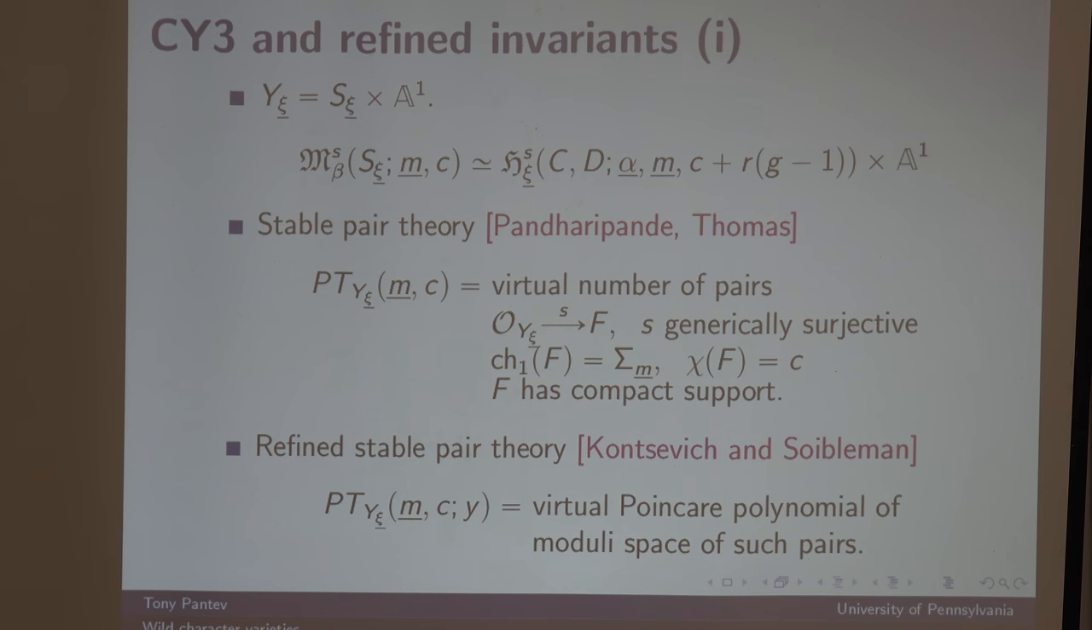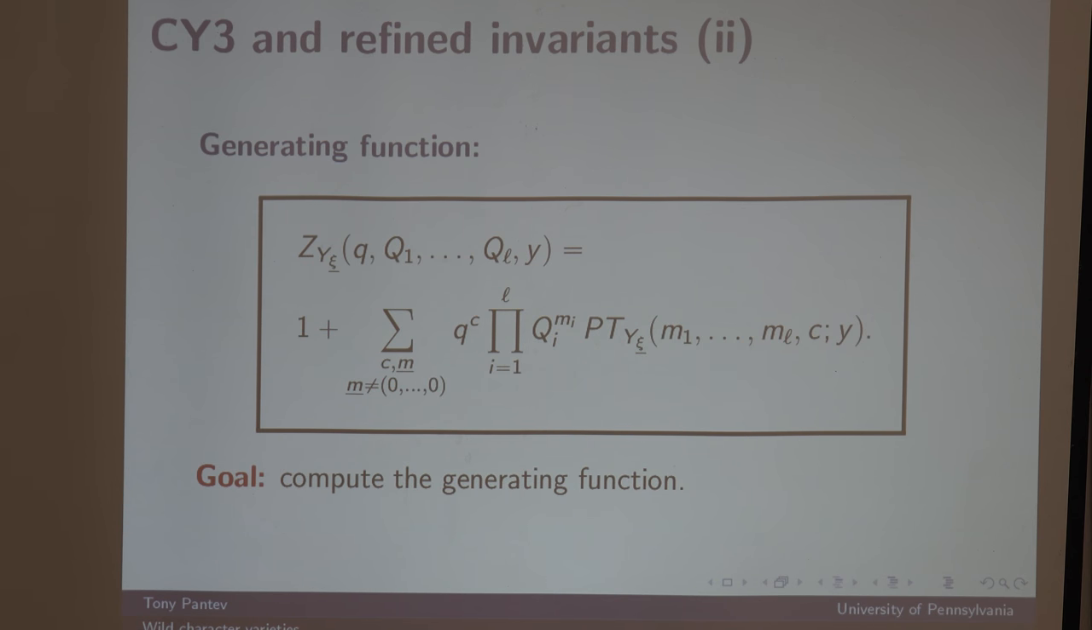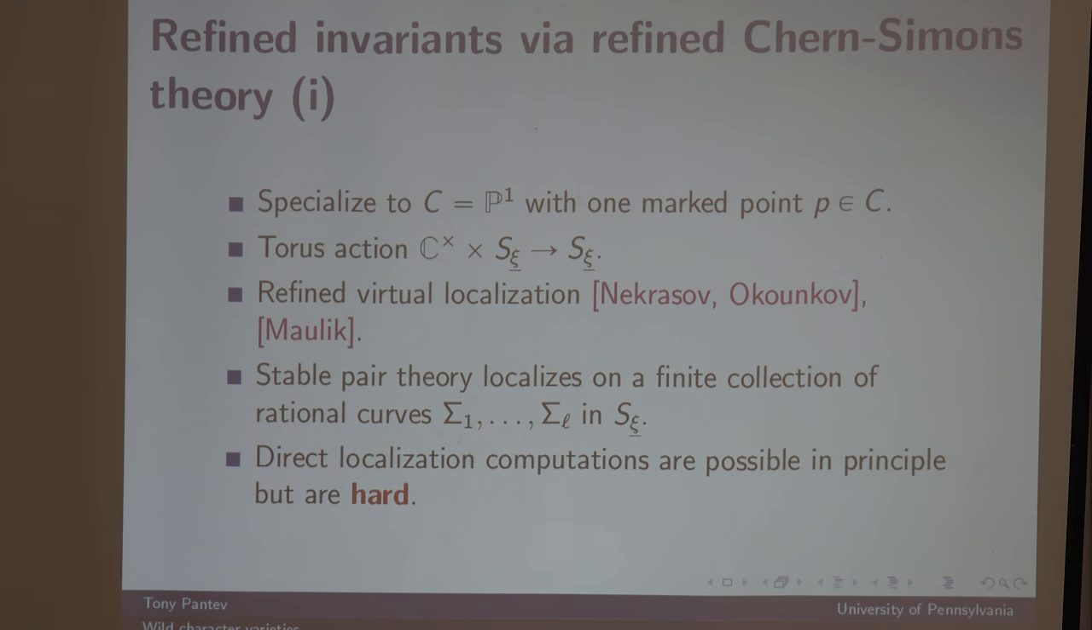different stability theory. And so you can take for these guys not the Euler characteristic, which is the virtual number of pairs, but you can take the virtual Poincaré polynomial, which is the Kontsevich-Soibelman refinement of the stable pair theory. And so this PT of Y will be just the virtual Poincaré polynomial of the moduli space of such pairs. And then you can put all of those into a generating function for all possible discrete invariants over all possible partitions. And we want to now compute that generating function. So that generating function by the Gopakumar-Pandharipande expansion is formally equivalent to the generating function for the moduli of Higgs bundles.